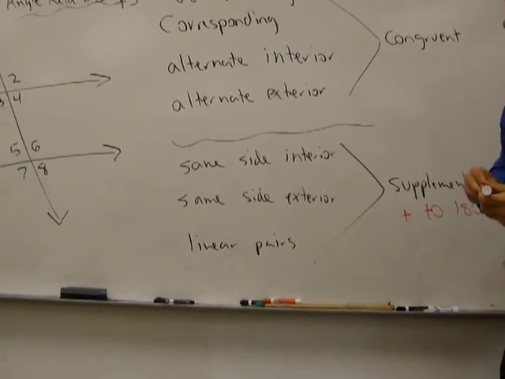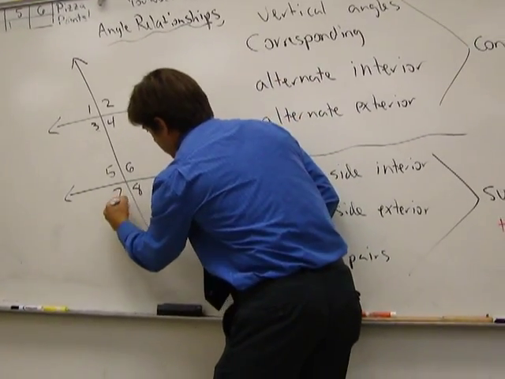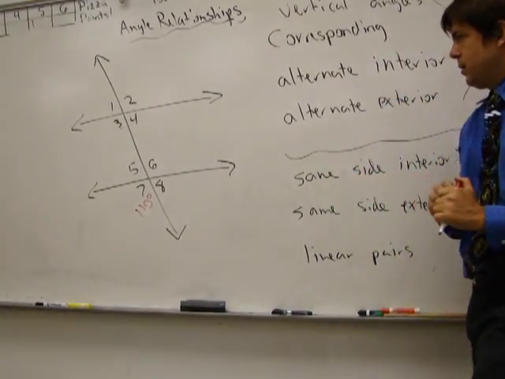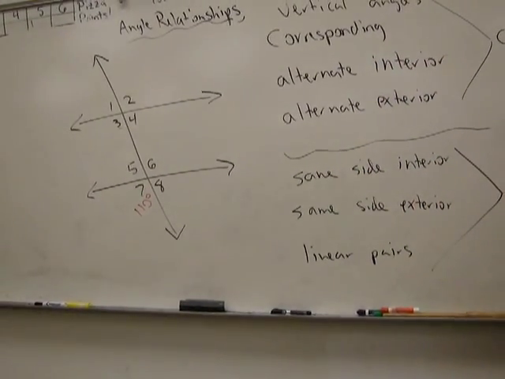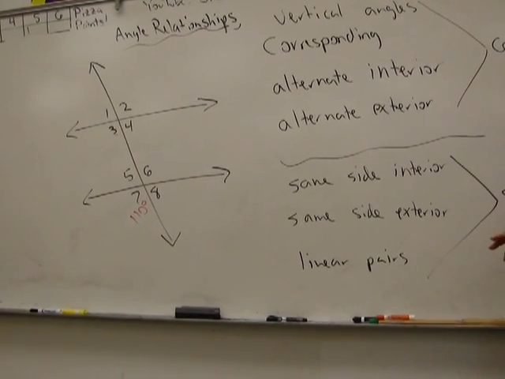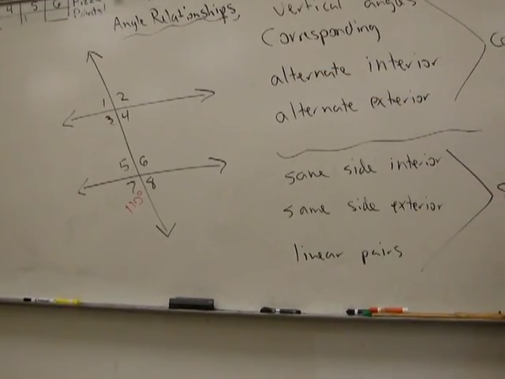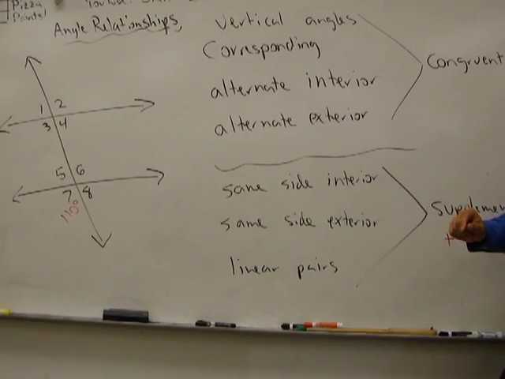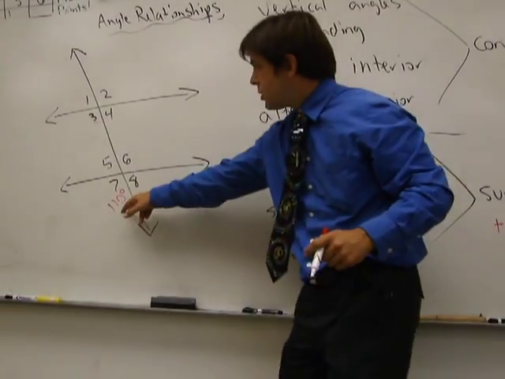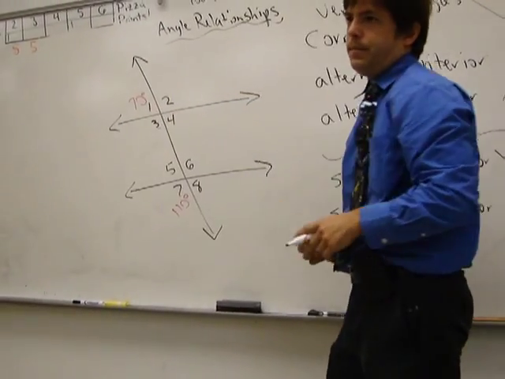So for instance, if angle 7 is 110 degrees, what would angle 1 be? 90. Not 90. Oh, 70. Why 70? Because it has to equal 180. And what's their relationship? 7 and 1 are what? Same side exterior, because they're on the outside. So these are same side exterior angles, therefore one would have to be 70.